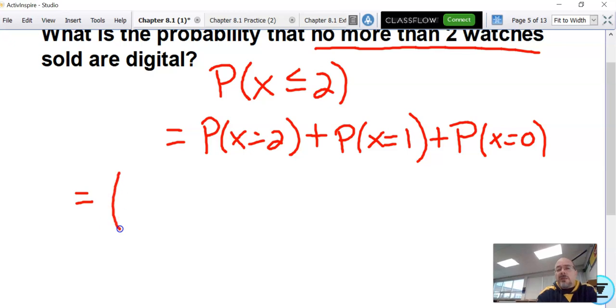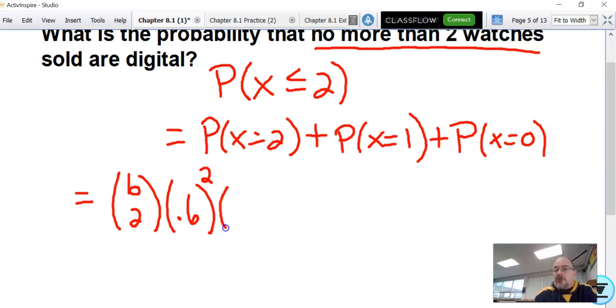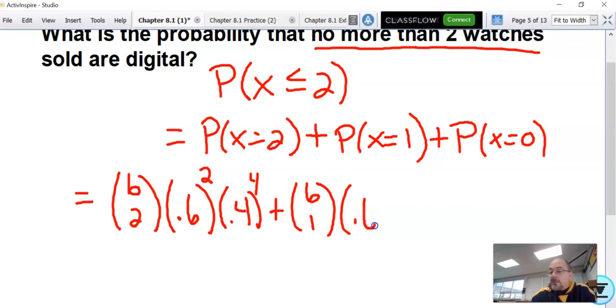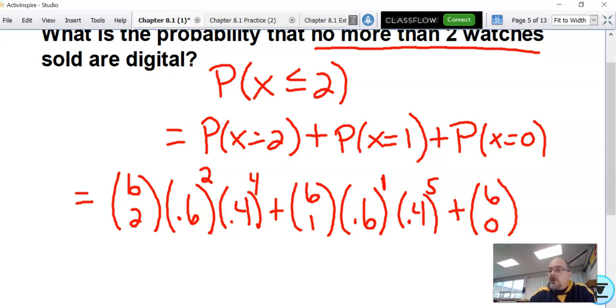So we already did this first one: 6 customers, 2 digital, and then this was 0.6 to the second power, because 2 customers successfully buy digital, 0.4 to the fourth power, plus, now 1 customer is successful, so 1 out of 6, so now this will be 0.6 to the first power, obviously you don't have to put the 1 there, then 0.4 to the 5th power, because 5 of them bought analog, plus 6 where none of them bought digital times 0.6 to the 0 power times 0.4 to the 6th power.